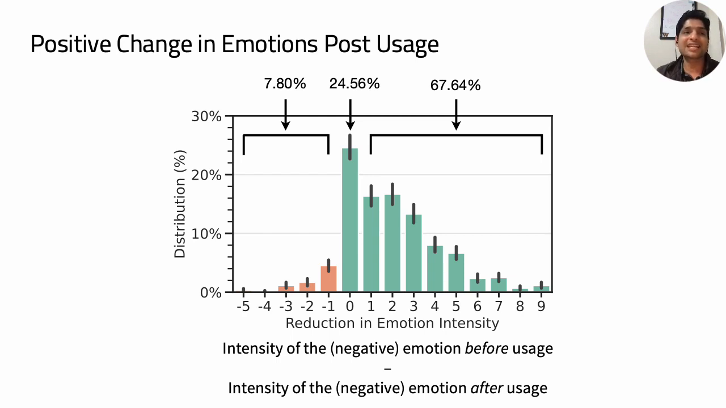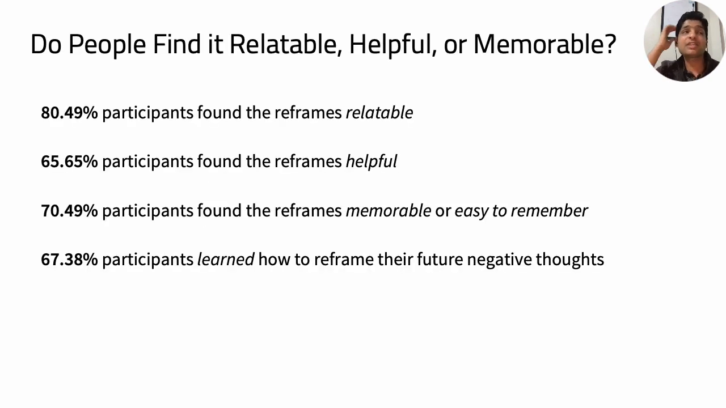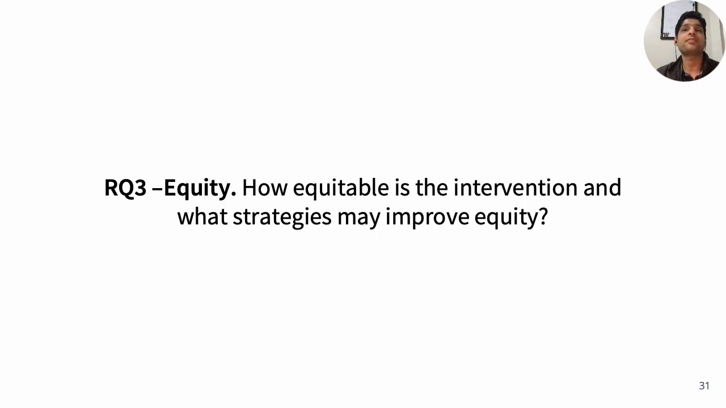The x-axis shows exactly that, reduction in emotion intensity. A positive number here means that you have a positive change in emotions after using the tool. What we find is that the tool has a positive effect on the emotion of over 67% of participants, which was really, really exciting for us. We also find that this system helps over 80% of participants in terms of the relatability of the reframe. 65% of participants find the reframes helpful, 70% find the reframe memorable, and 67% of participants report that they learned how to reframe their future negative thoughts through such a system.